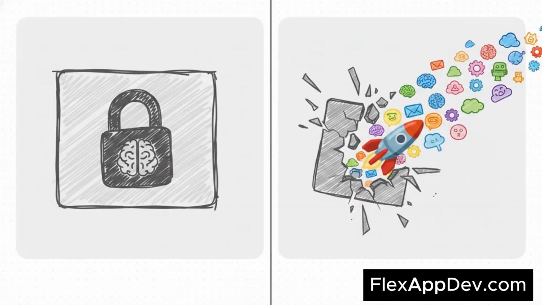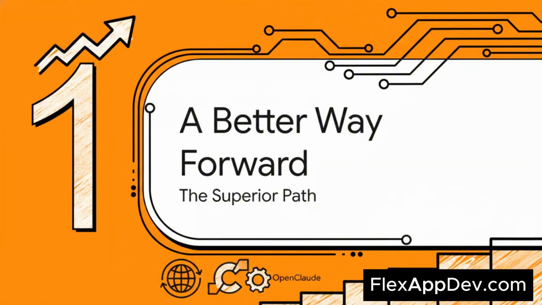And this slide really says it all, doesn't it? On the left, that's the old way. You're in a walled garden, pretty much limited to what Anthropic gives you. But on the right, that's what we're building today. We are blowing the doors wide open using a service called Open Router, which gives you total, complete creative freedom. So let's jump right in and walk through this better way forward.